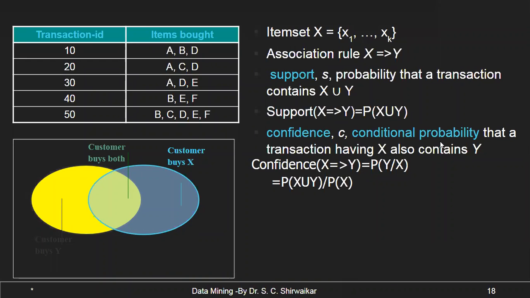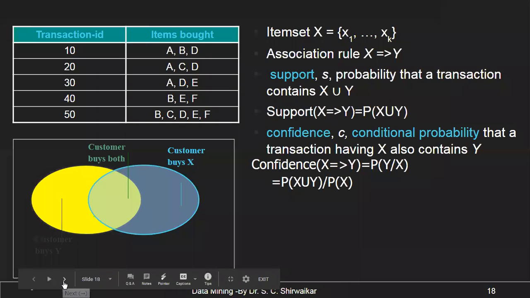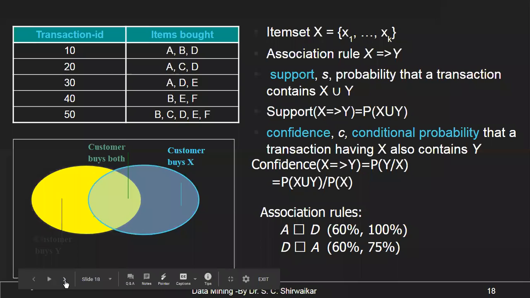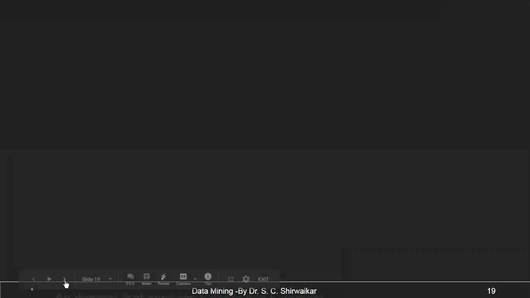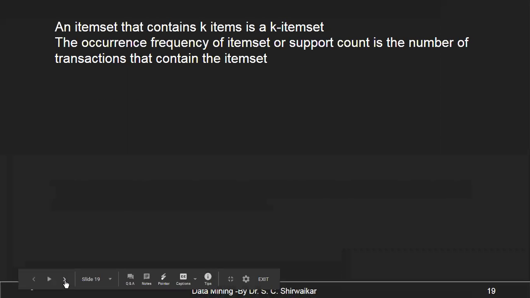What about the confidence? Confidence is the conditional probability that a transaction having X also contains Y. That's why the confidence value of X tends to Y is equal to the probability of Y given X, which is X union Y divided by P of X. Okay, this is the formula for support and confidence that we'll have to calculate. So how are we going to create the association rule on that? We'll think on all these points.